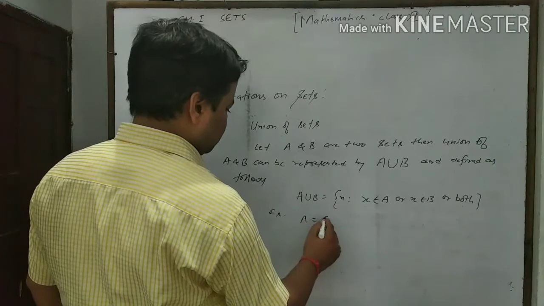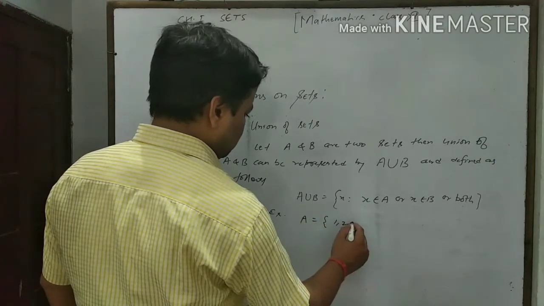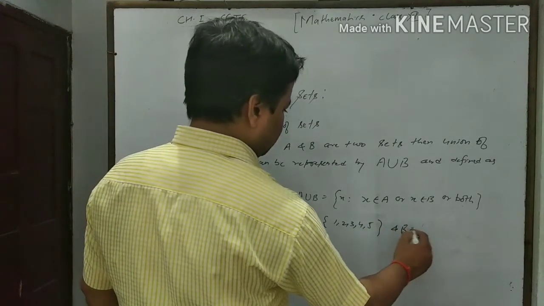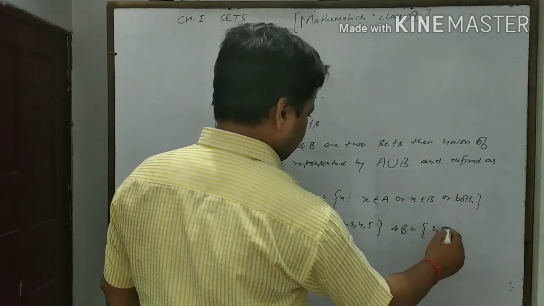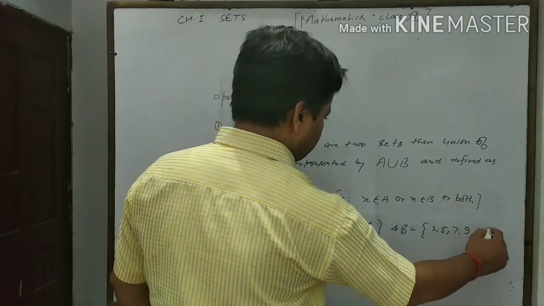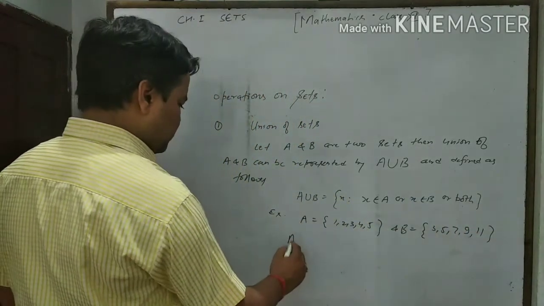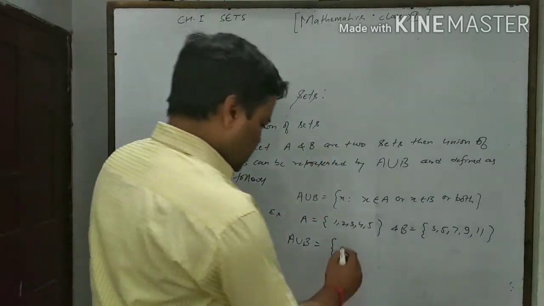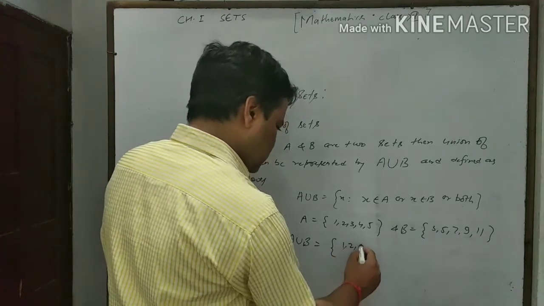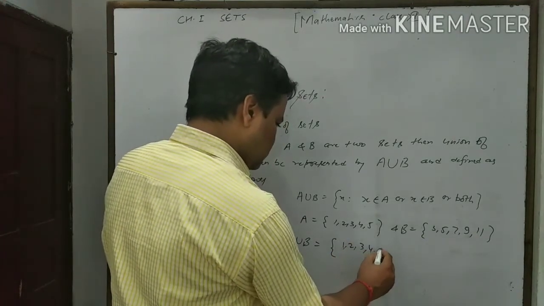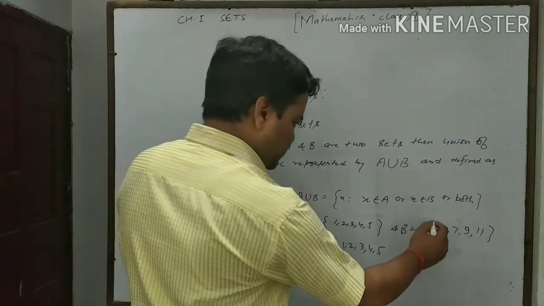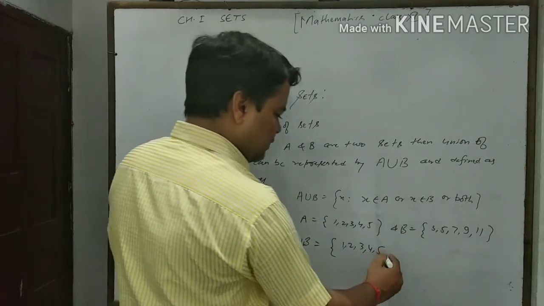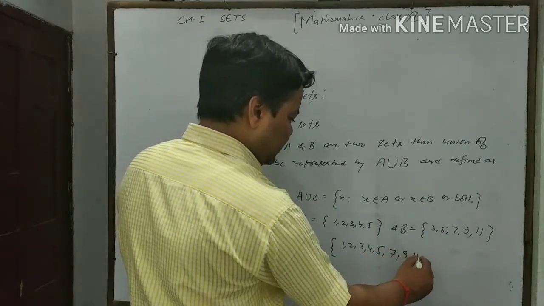Let A be 1, 2, 3, 4, 5 and set B be 3, 5, 7, 9, 11. Then what is A union B? We take 1, 2, 3, 4, 5. But we don't write 3 again because 3 is already there, and we should not write 5 because 5 is already there. After that, 7, 9 and 11.